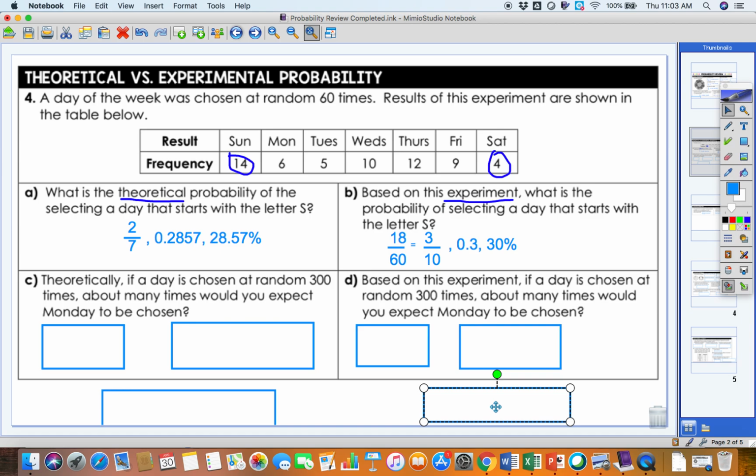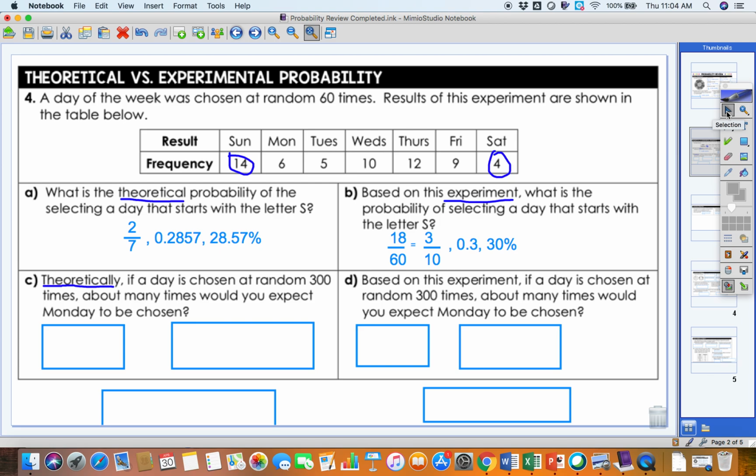And then on C and D, it's asking us the same question again, but it's looking at theoretical versus experimental probability. So again, in theoretical probability, we ignore our frequency chart completely. And we want to remember that probabilities have proportional relationships. You can use them to make predictions.